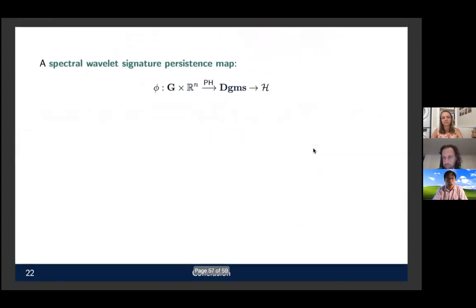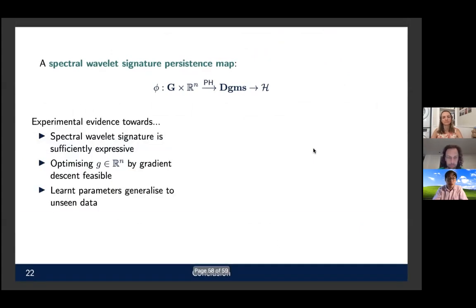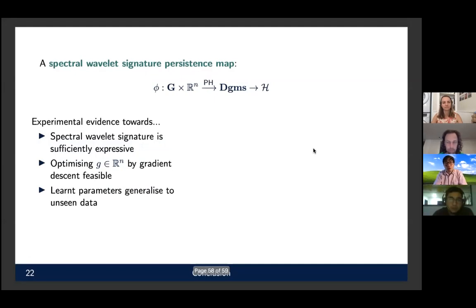So to conclude, we have this pipeline which takes graphs, filters them, and takes them to a space of diagrams. And we've shown some experimental evidence that these are expressive parameterizations. Changing these polynomials does produce a pronounced change in the functions of these barcodes. And we can optimize these polynomials. And these learned polynomials do generalize to unseen data.